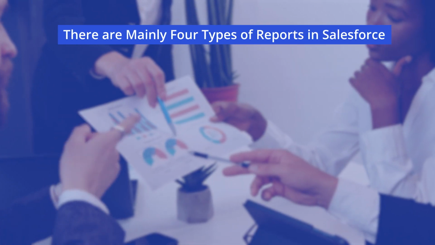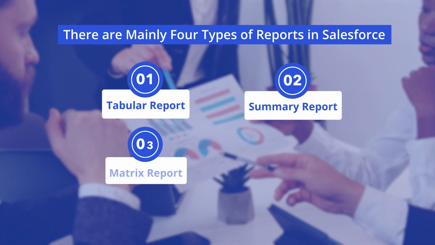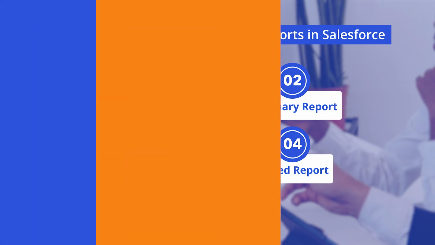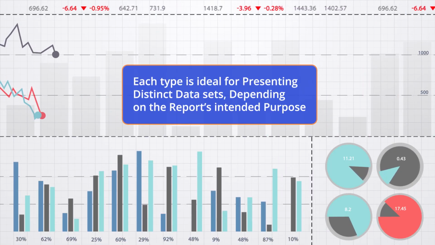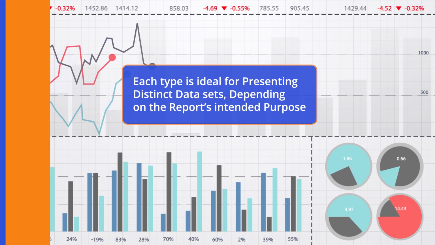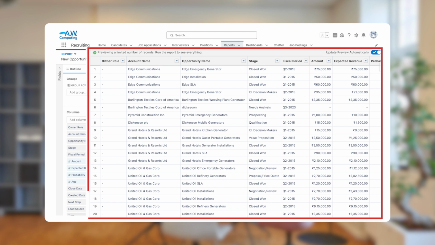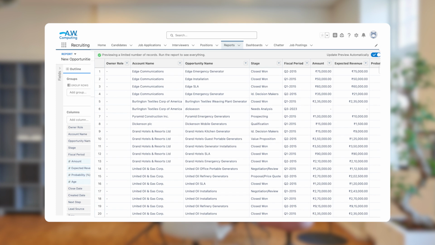There are mainly four types of reports in Salesforce: tabular, summary, matrix, and joined reports. Each type is ideal for presenting distinct data sets, depending on the report's intended purpose. Let's begin with tabular reports. These are the simplest reports, like an Excel spreadsheet displaying records in each row. You can create a dashboard based on the tabular report, but you cannot create a report chart using the tabular report. This is the best suitable report if you want to export the report.